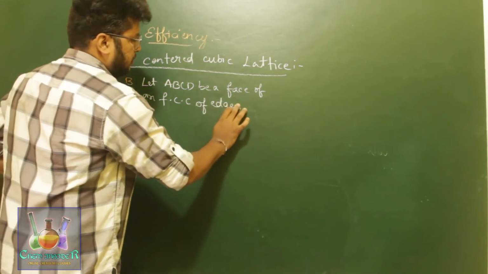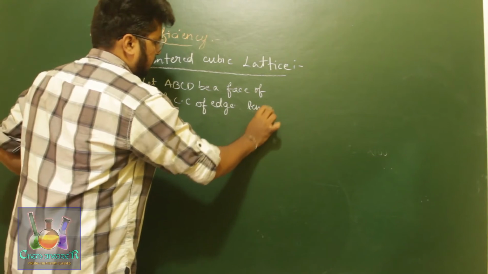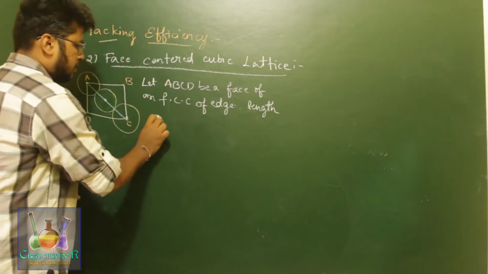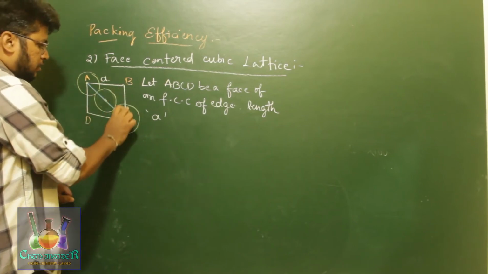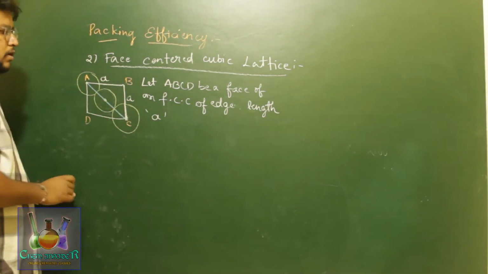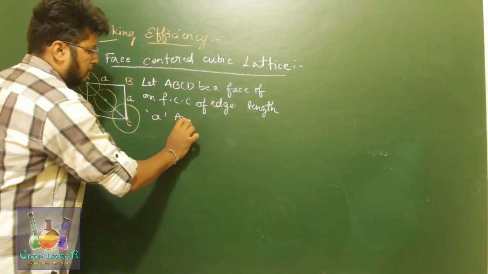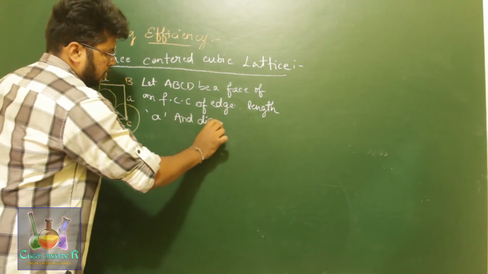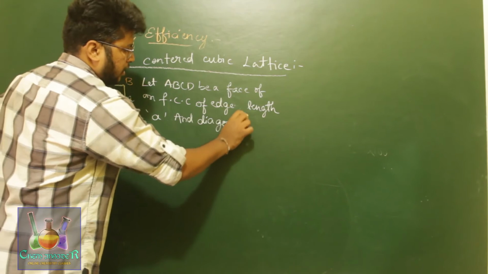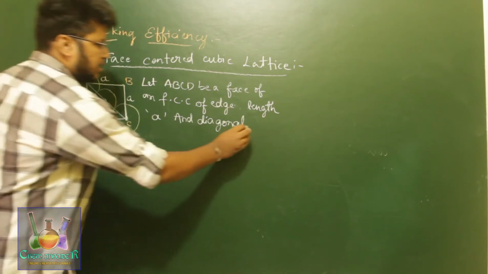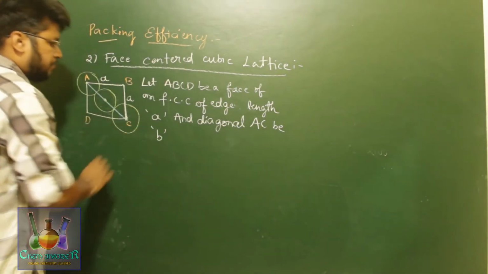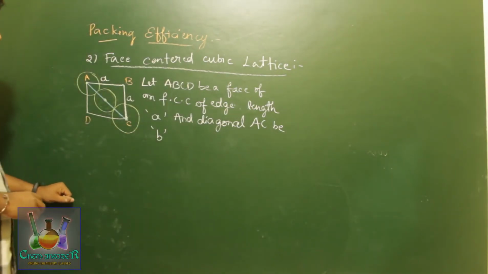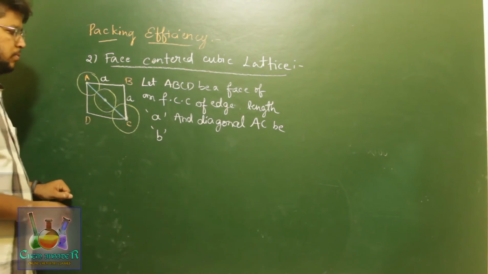So edge length, we are considering again edge length as a. So this edge length is a, and this is again one more a, okay. And since we have drawn a diagonal, we need to consider a diagonal AC. Let AC be small b. So if we consider AC as b, that will be a small b.